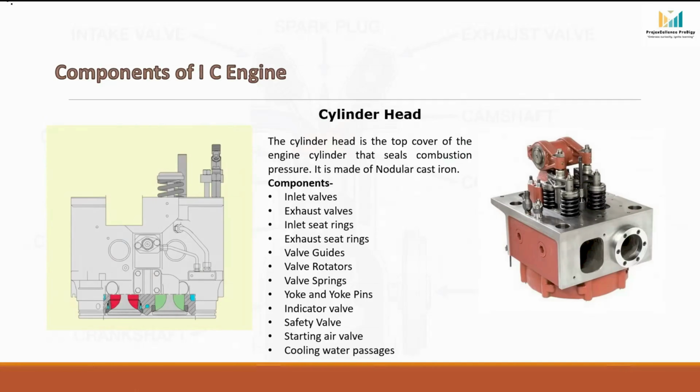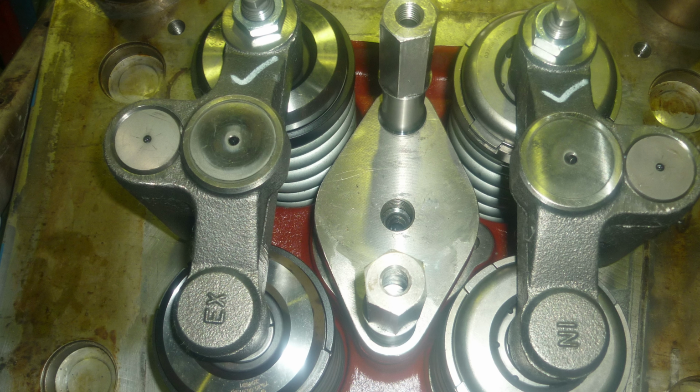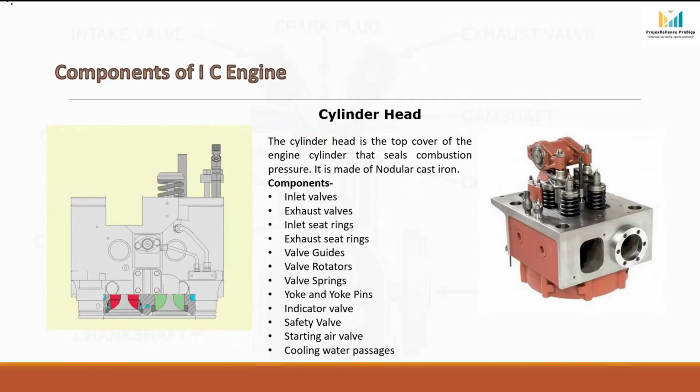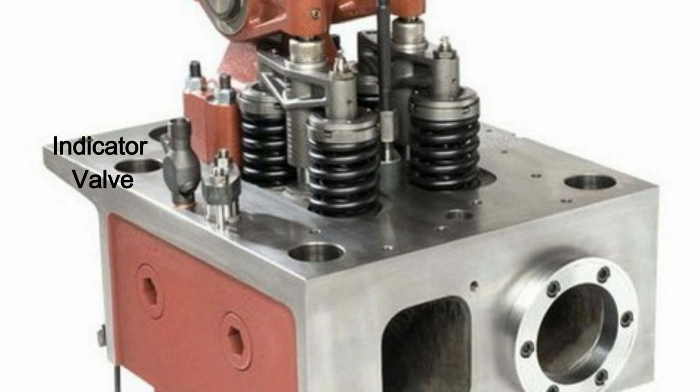Yoke and yoke pins. A yoke is a bridge-like component which is placed between the rocker arm and two valves to ensure that both valves open and close together. And yoke pins guide the yokes. Indicator valve. This is a small valve fitted on the cylinder head which is mainly used for monitoring and diagnostic purposes. It allows the operator to measure cylinder pressure and analyze combustion performance.